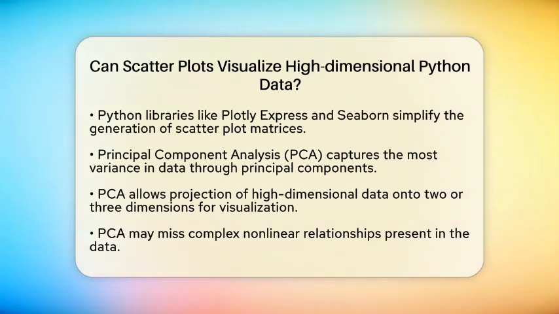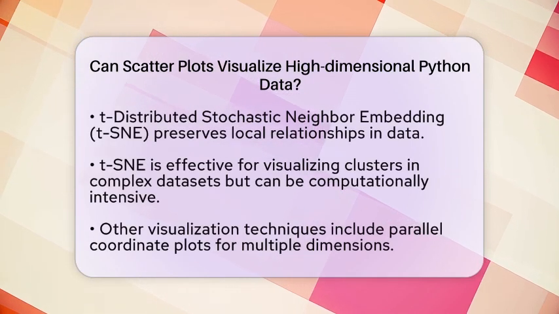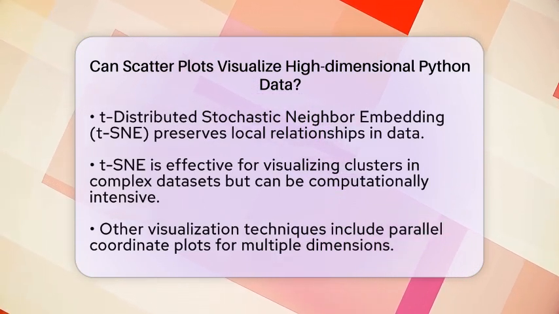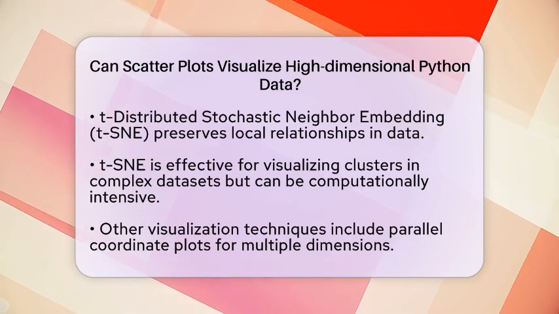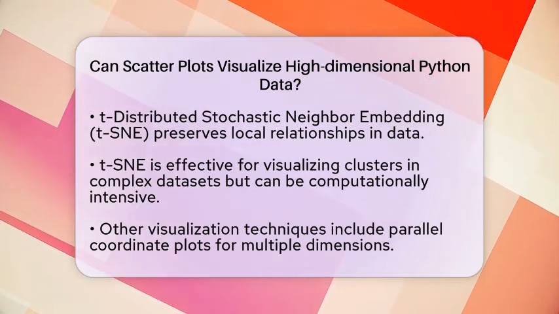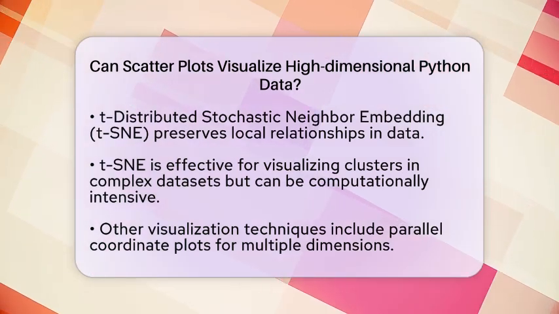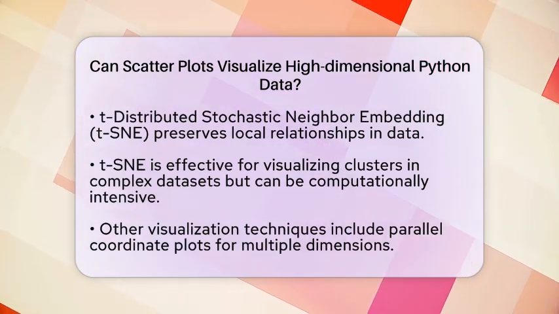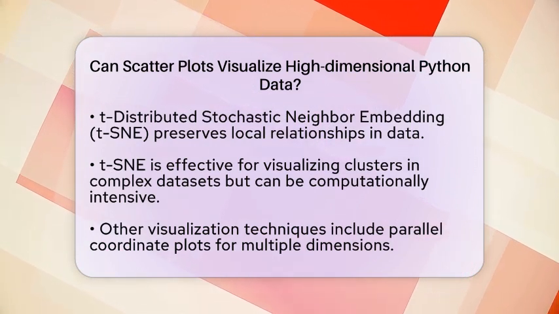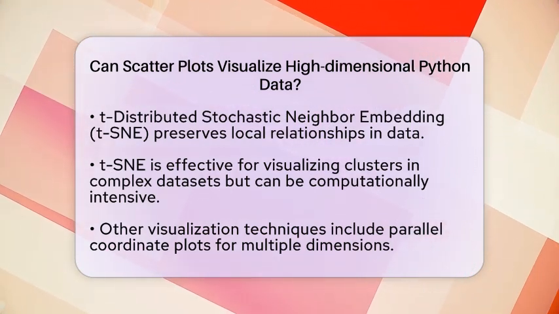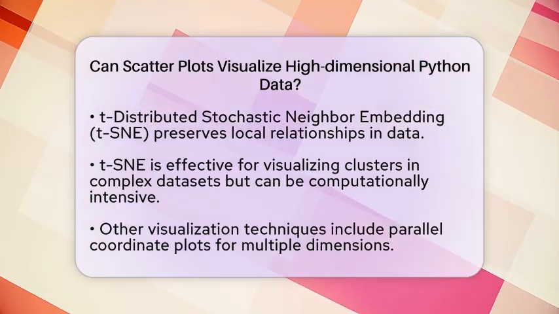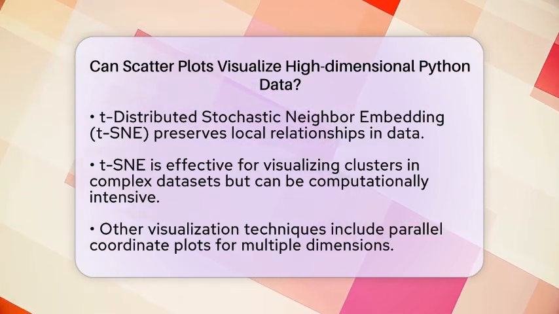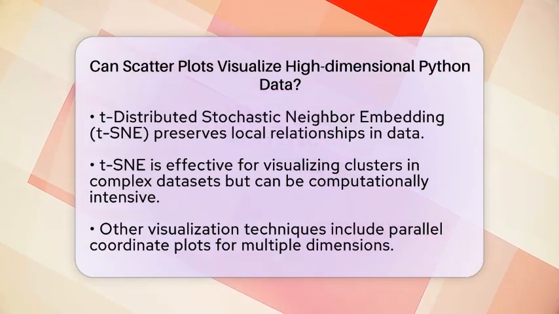For more intricate data, T-distributed stochastic neighbor embedding, commonly called t-SNE, is a nonlinear technique that focuses on preserving local relationships. This means that points that are close together in high-dimensional space remain close in the low-dimensional plot. t-SNE is particularly effective for visualizing clusters or groups in complex datasets. After applying t-SNE to reduce dimensions to 2, you can create a scatter plot that displays data points colored by labels or clusters. However, keep in mind that t-SNE can be computationally intensive and sensitive to its parameters.